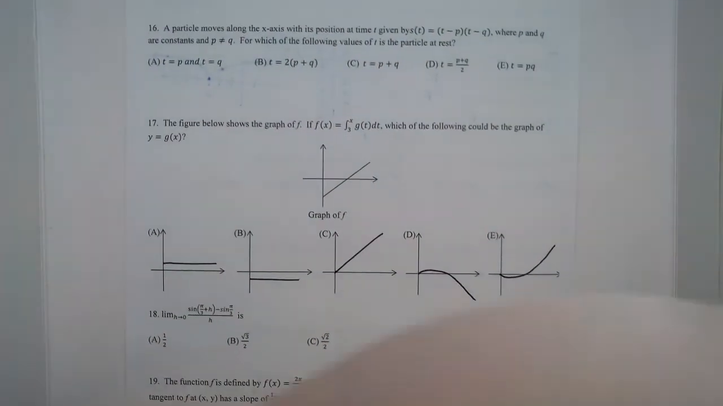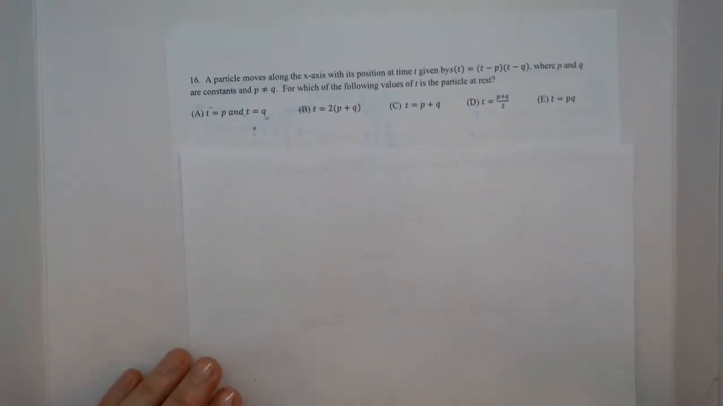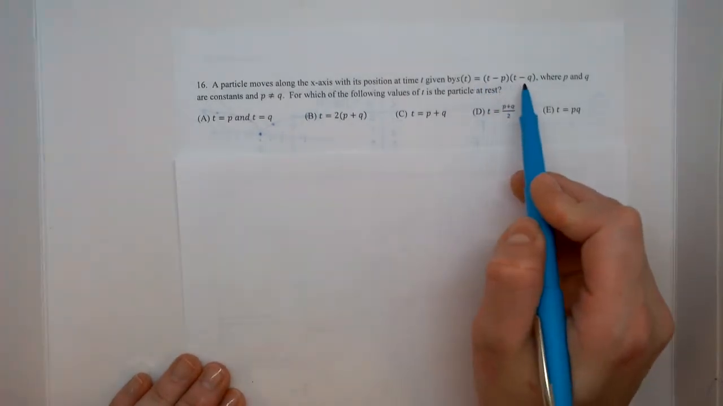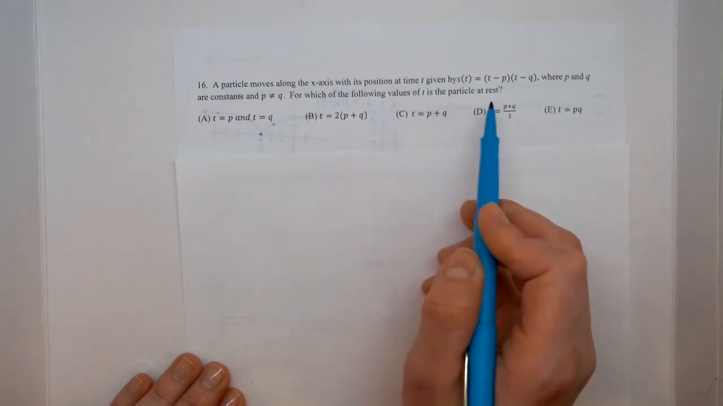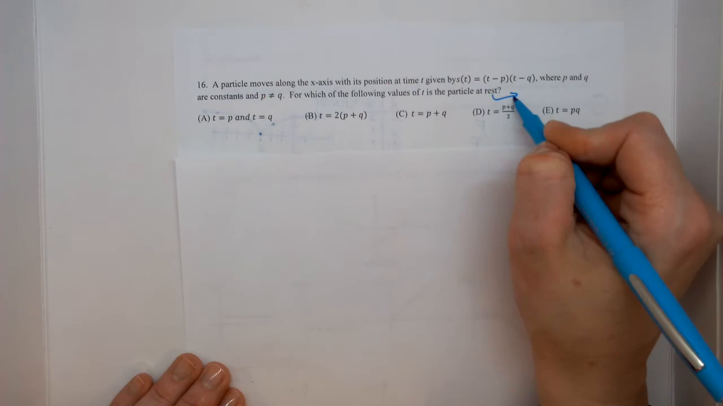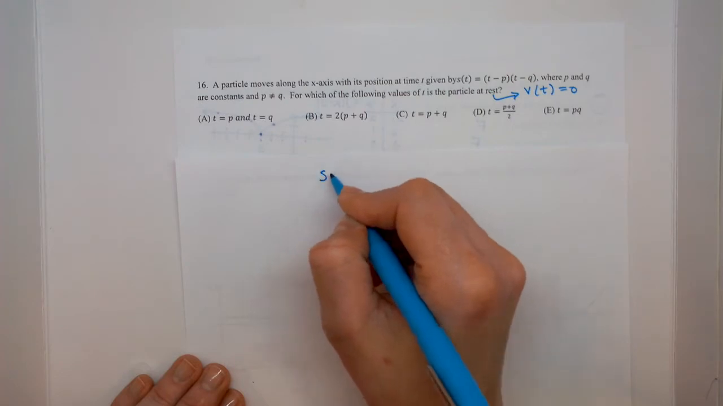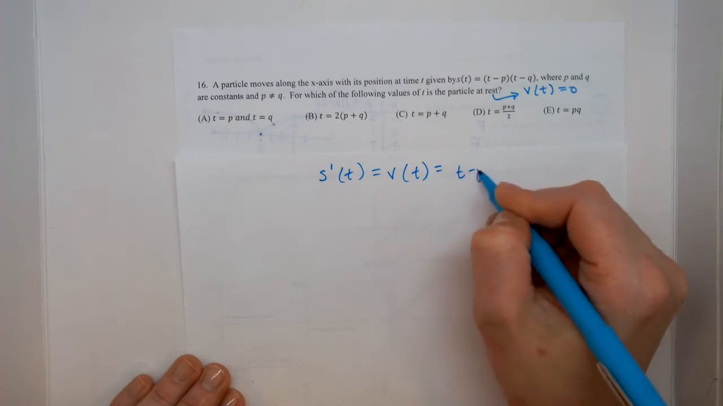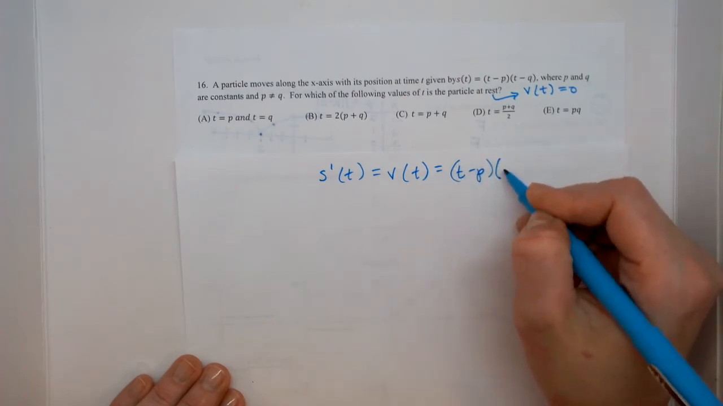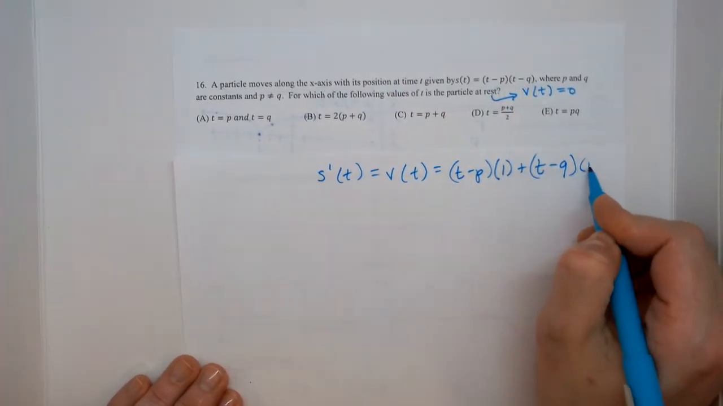Okay, let's look at number 16. Okay, this is particle motion. It says that the position is t minus p, t minus q. Which of the following values of t is the particle at rest? So if it's at rest, that means that the velocity is 0. Okay, so to get from position to velocity, we have to differentiate. And this is a product, so we'll do the first times the derivative of the second, which would just be 1, plus the second times the derivative of the first, which is just 1.